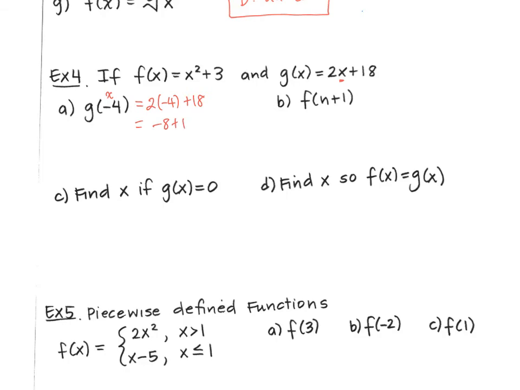So -8 plus 18 is 10. So g of -4 is equal to 10. That happens to also represent the ordered pair (-4, 10). I'm going to do the same thing on the next one.